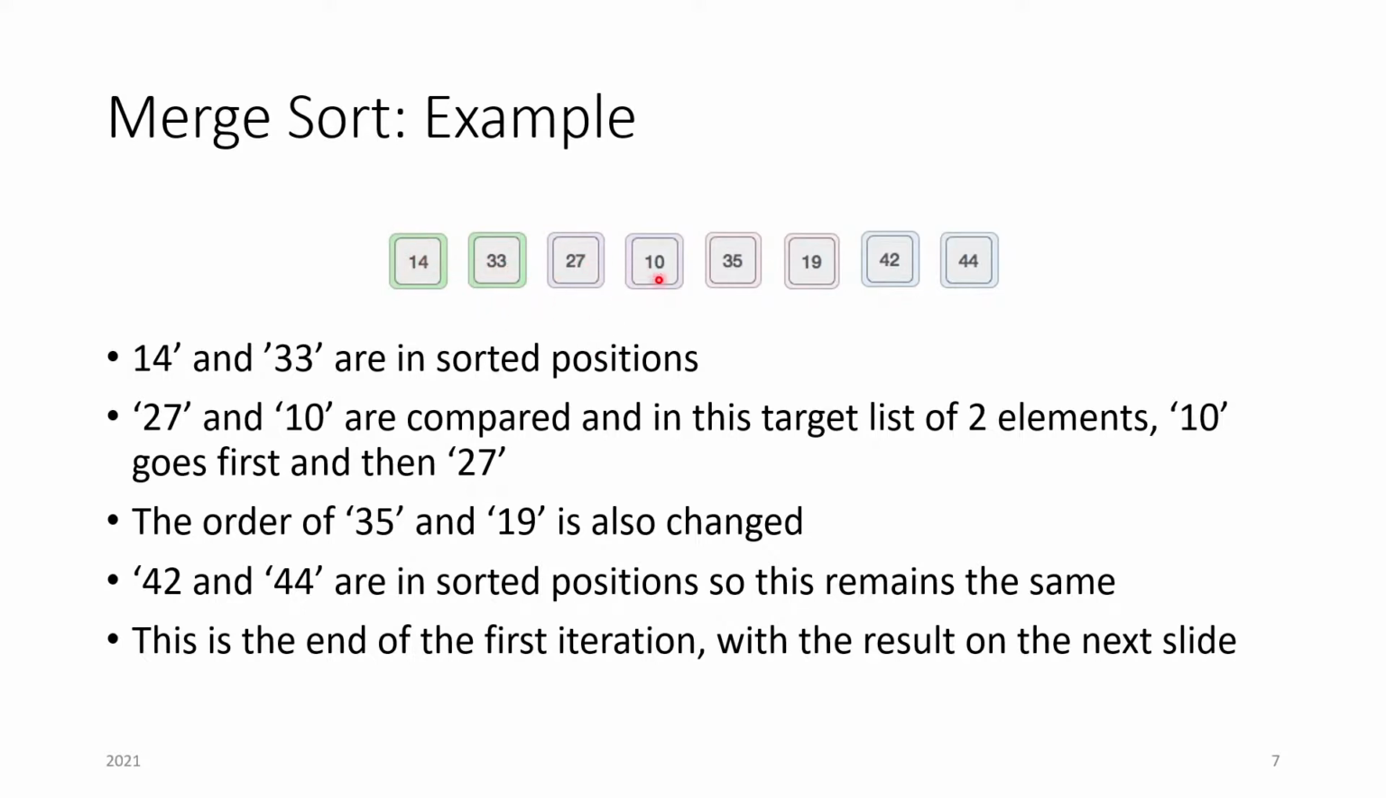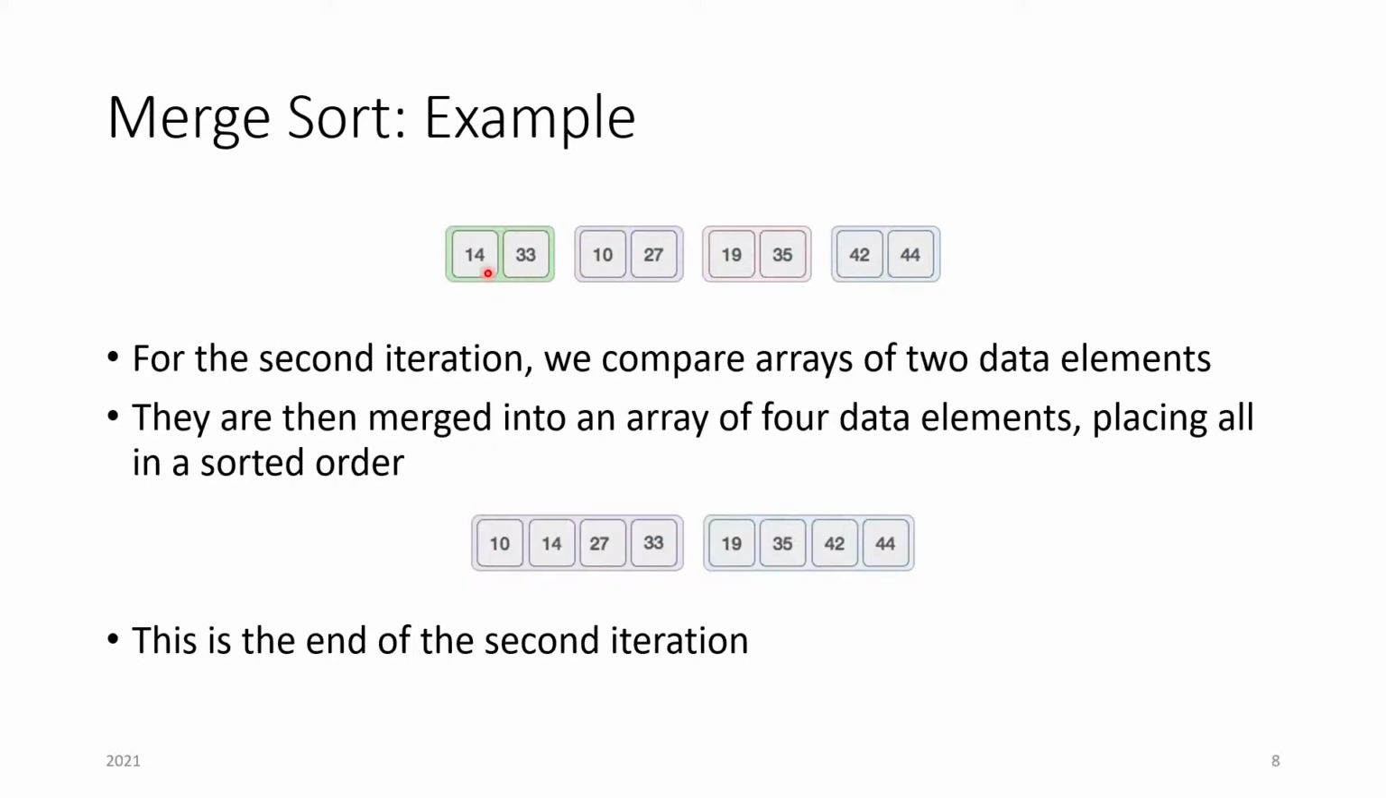27 and 10 are then compared, and you realize that 27 is greater than 10, so these two have to swap accordingly. With 35 and 19, the same thing happens, these two have to swap, and 42 and 44 are already in order. Once all these swaps happen for each pair of values, this will be the end of our first iteration for our merge sort. So the result will end up looking like this, where each pair of values is sorted from the least value to the greatest value.